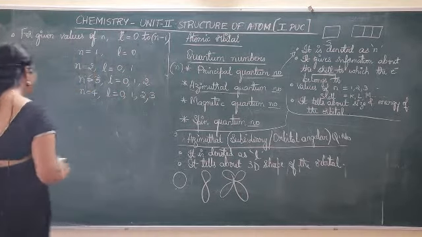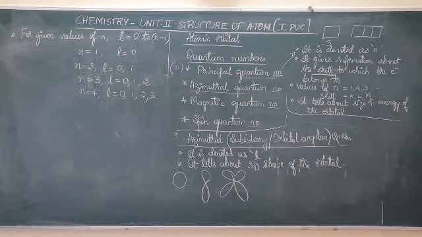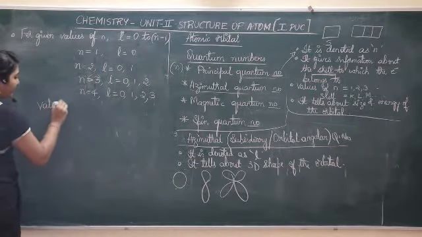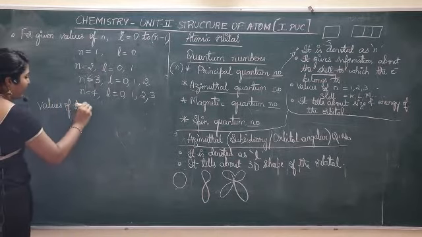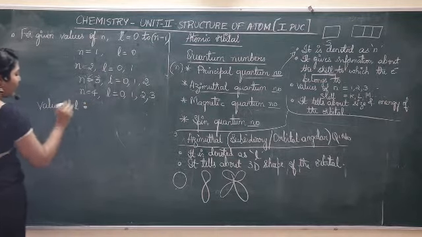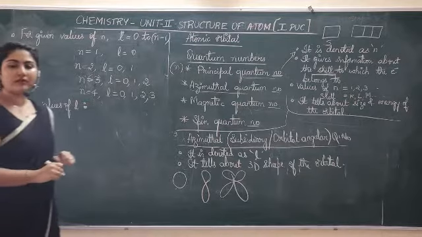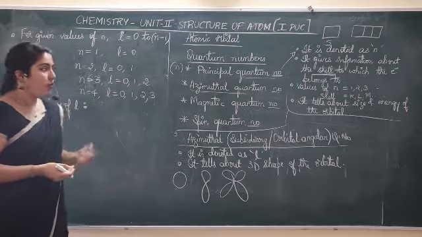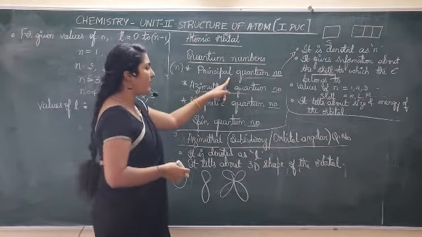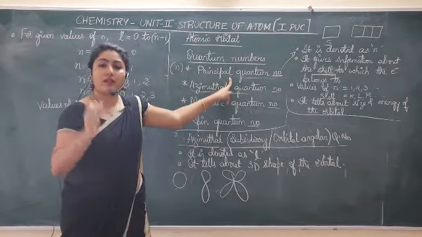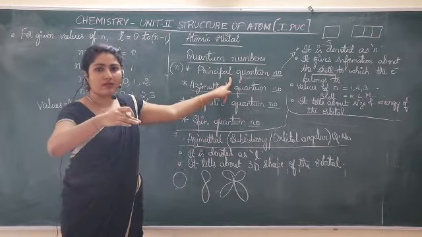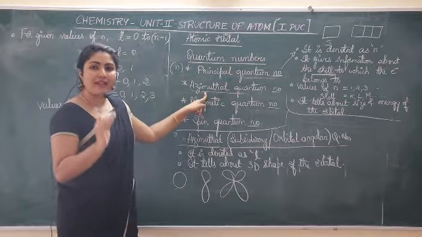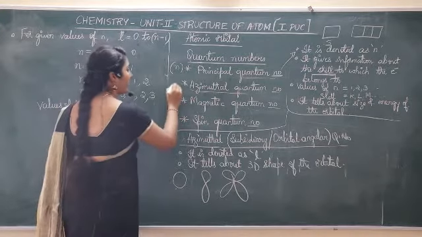This we know. It also tells about the subshells. That is, by looking at the values of L, we can know the subshells of the electrons also, to which subshell it belongs to. What does n tell you? Principal quantum number tells you about the main shell to which the electron belongs. What does azimuthal quantum number say? It tells about the shape as well as the subshell.